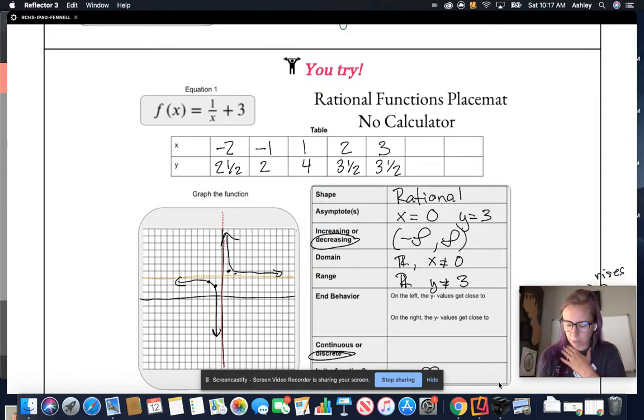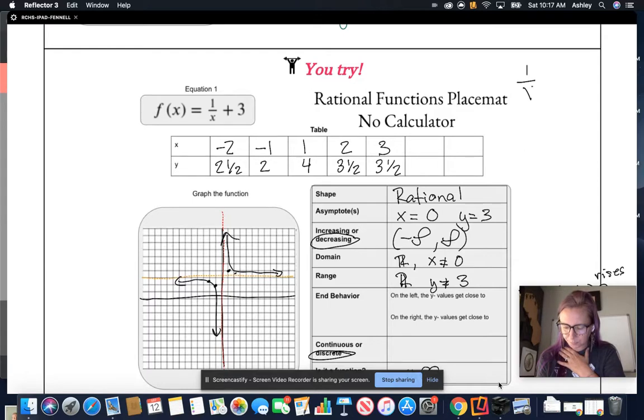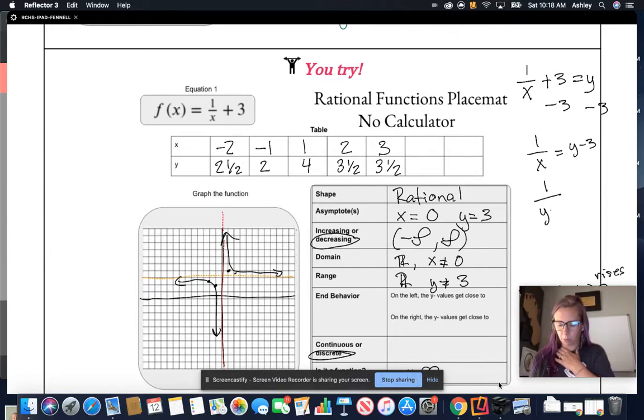I'm just going to remind you really quickly why our horizontal asymptote is at y equals 3. So remember, if we had the equation 1 over x plus 3 equals y, and we wanted to resolve for x, put y in the denominator, we would have 1 over x equals y minus 3. Multiply by x on both sides, divide by y minus 3, we end up with 1 over y minus 3 equals x. So what value of y would break this function? Positive 3. Hopefully you're starting to see a pattern here. This value is always where our asymptote ends up being.